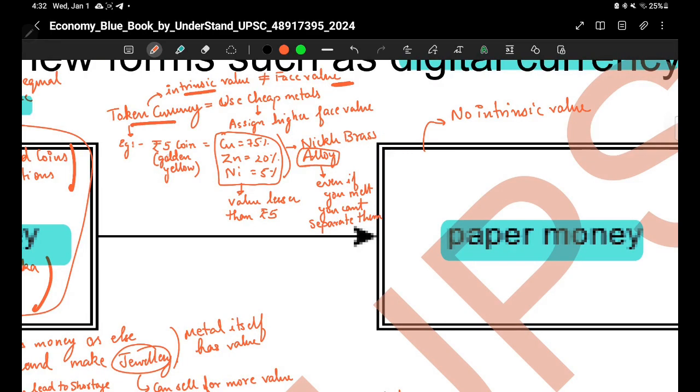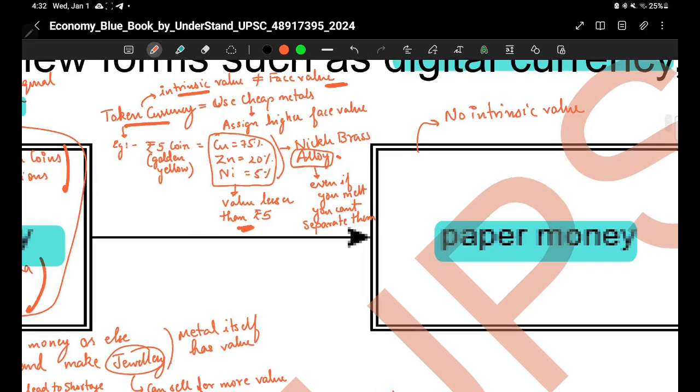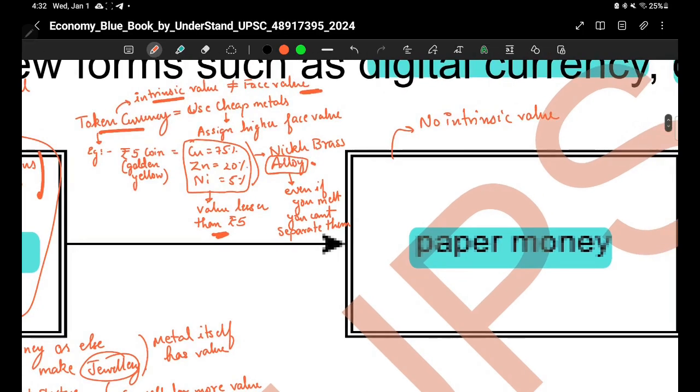So let's say, for example, this 5 rupee coin is there. Remember that 5 rupee coin, which is a golden yellow color? That consists of these following metals: copper, zinc, and nickel. Copper has 75%, zinc has 20%, and nickel has 5%. Now, if you take these individual metals, they have lesser than 5 rupees value. And they are an alloy, right? So even if you melt it, you cannot separate them individually. This is an example of token currency. Intrinsic value is lesser than the face value, that is 5 rupees.